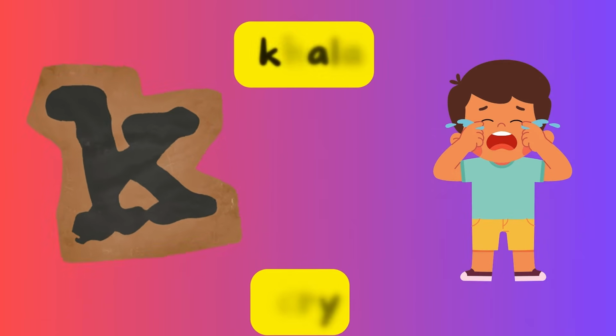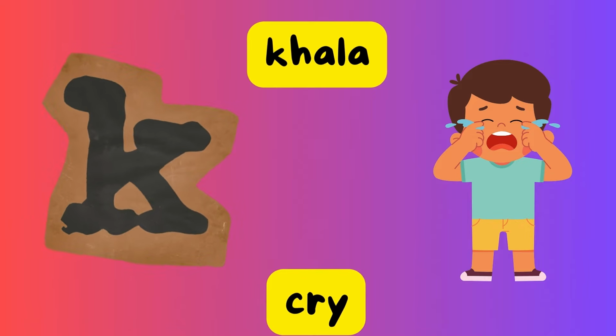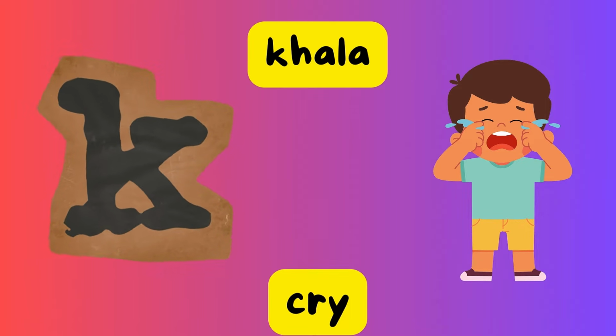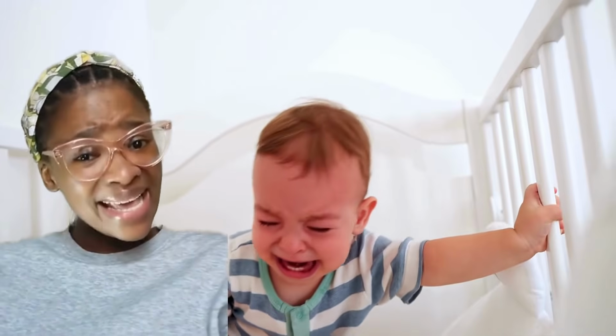K is for color. Color is cry. Ubaba uyakhala. The baby is crying.